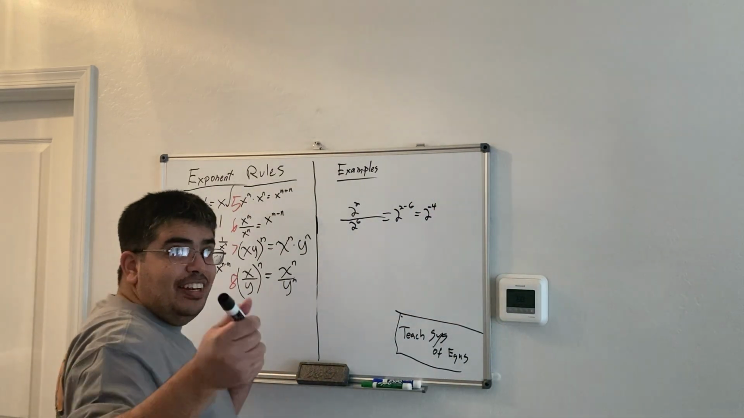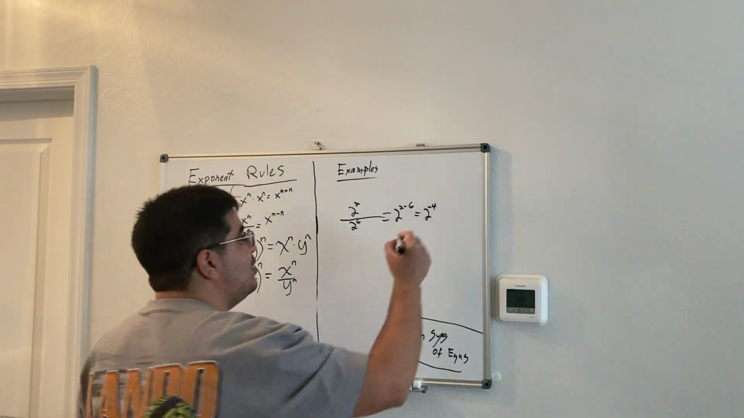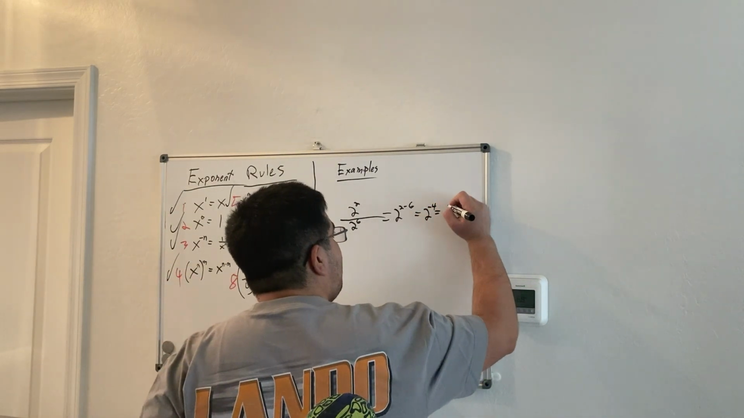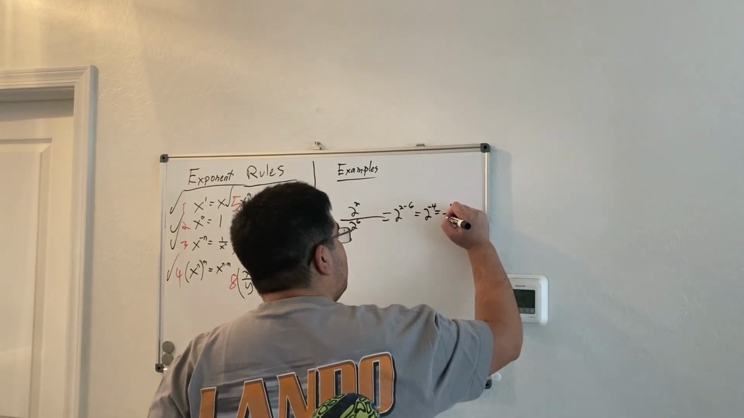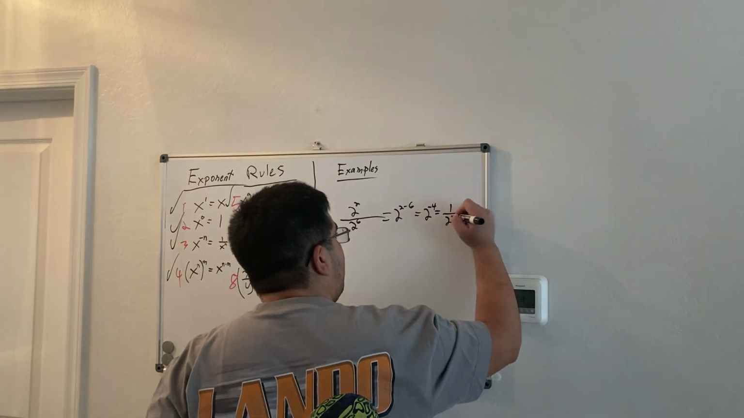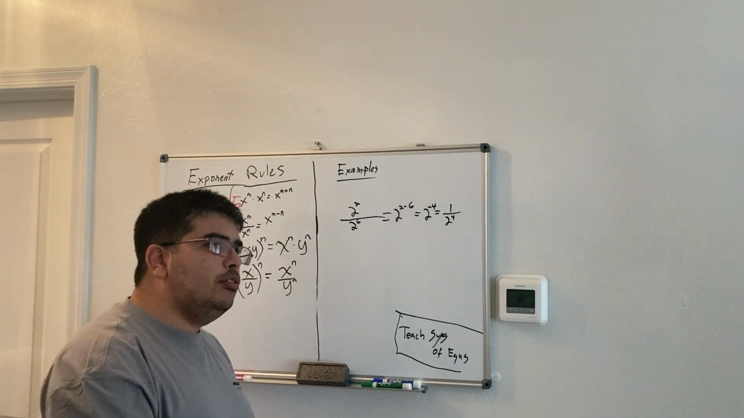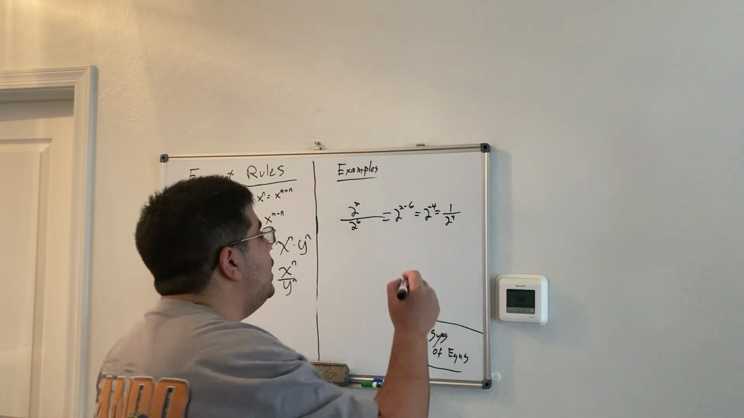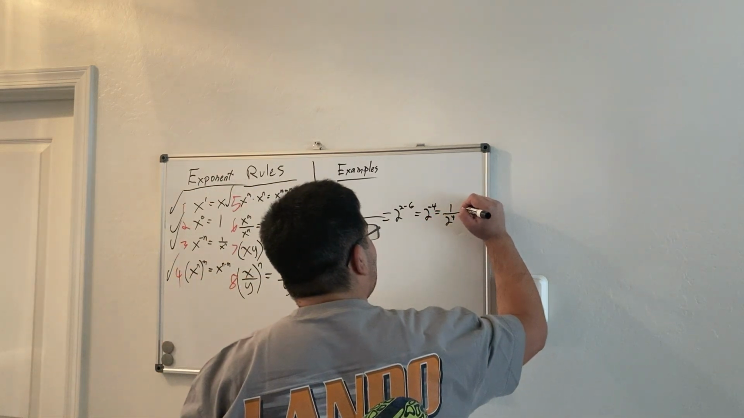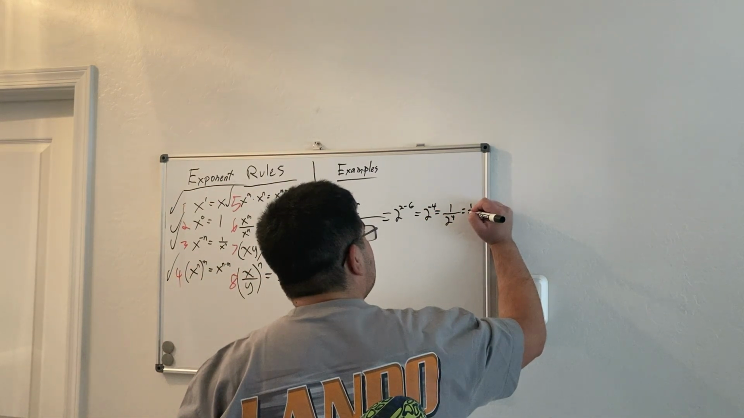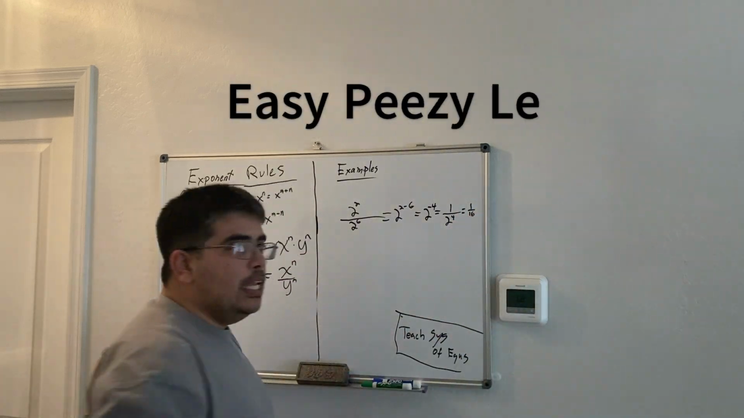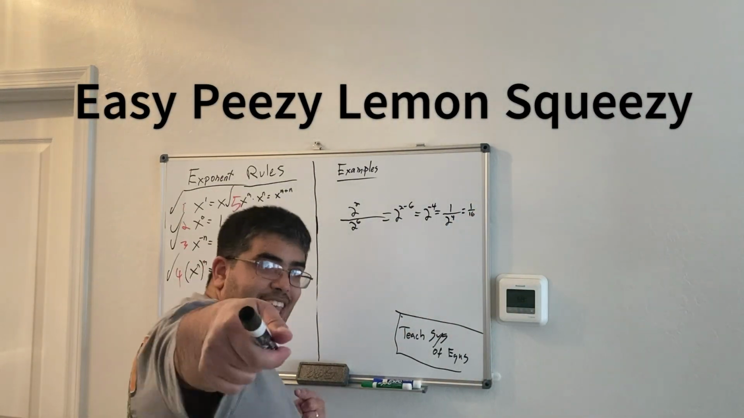And we're not done yet, because we have to change that negative 4 into positive 4. How do we do that? We bring it to the denominator. 1 over 2 to the 4th power. Boom! And 1 over 2 to the 4th power, that's 2 times 2 equals 4. 4 times 4 is 16. That equals 1 over 16. Easy peasy, lemon squeezy.